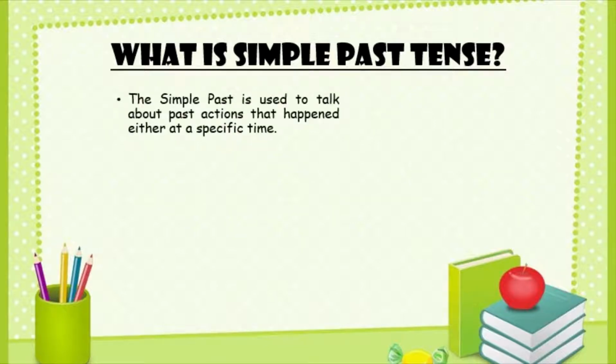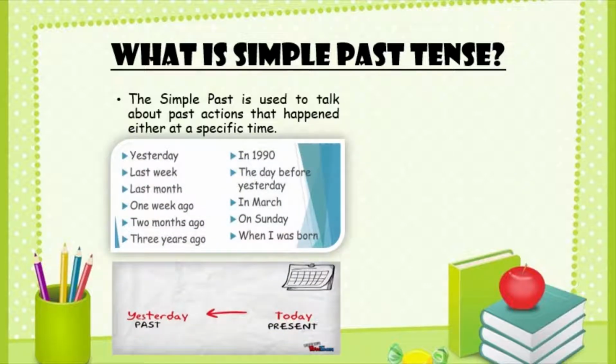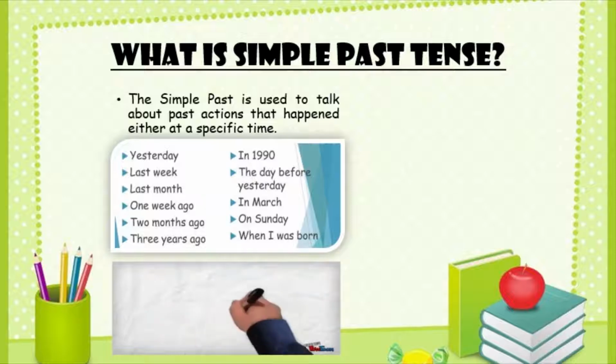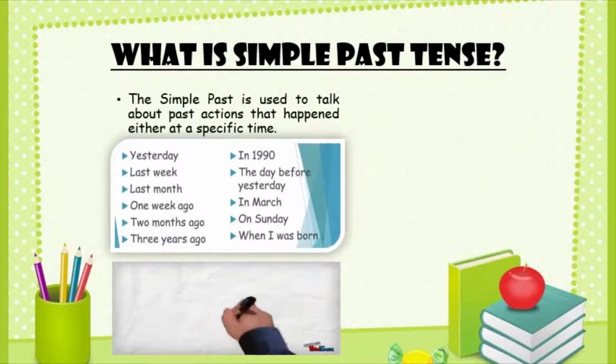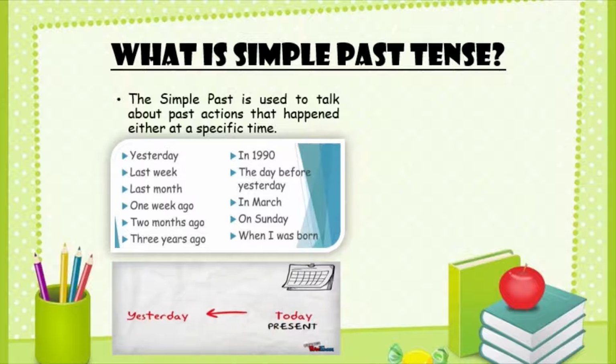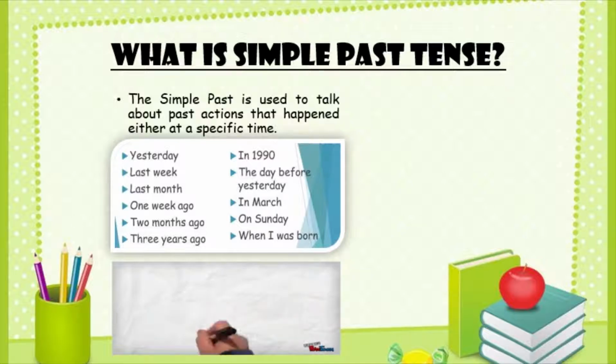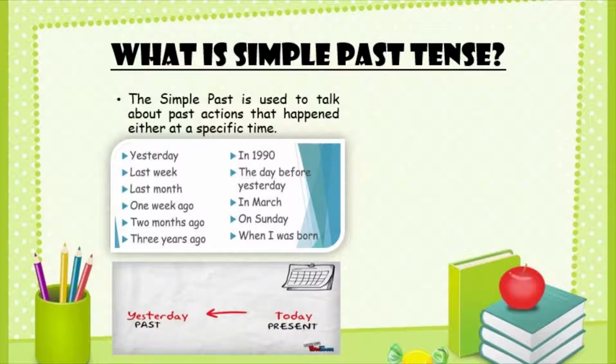The simple past is used to talk about past actions that happen at a specific time. But what are the adverbs of time that we can use? Okay, here are some examples of the adverbs of time that you can use when you are talking about something that already happened in the past, like yesterday, last week, last month, 1 week ago, 2 months ago, 3 years ago, and many more. You can see from the examples here.